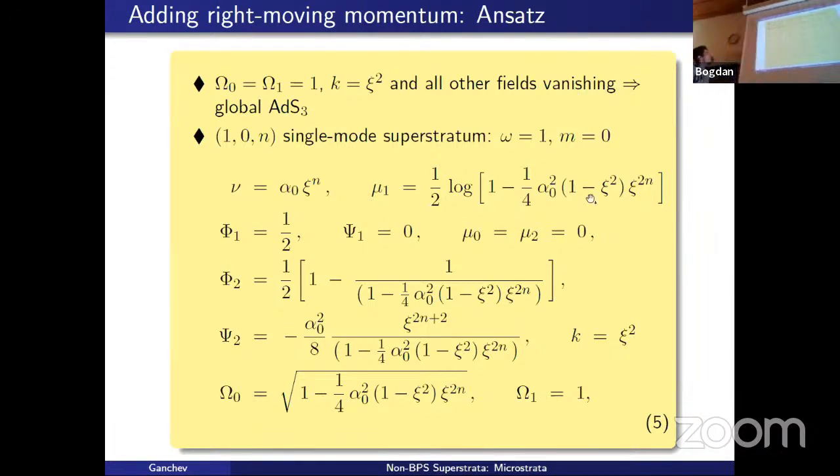Okay. And the original single mode superstratum looks like this. So as I said, you take m equals 0 and omega equals 1. Sorry, I said omega equal to 0 on the last slide. It depends on the conventions. Omega equals 1 is the original superstratum. And this is what it looks like. Here we have made a specific choice for the constants in the gauge fields. But anyway, that's your original (1,0,n) superstratum.